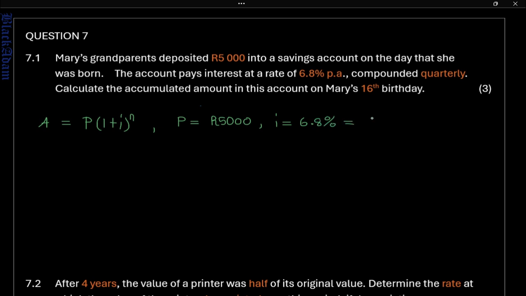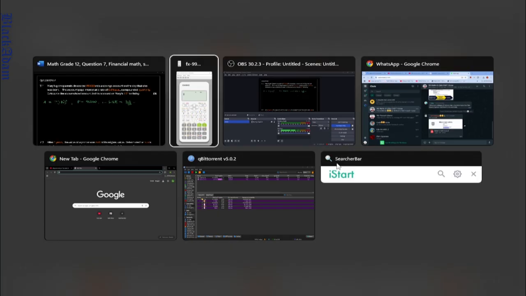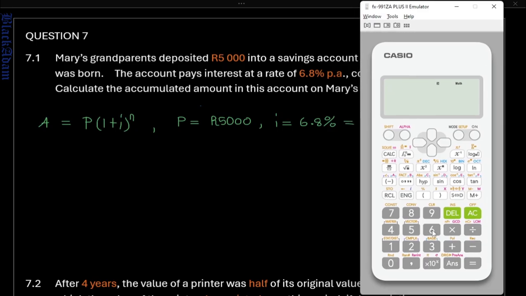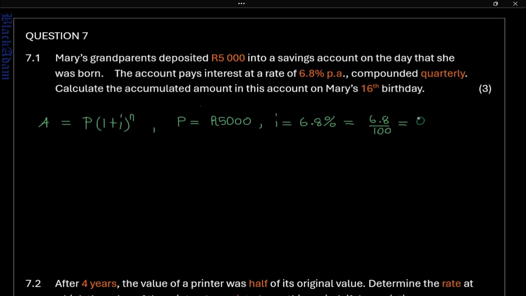So we write the 5,000, and our interest is 6.8%, which is 6.8. It has to be in decimals, so we divide by 100. 6.8 divided by 100 gives us 0.068. And from there we have the number of terms, which is 16.